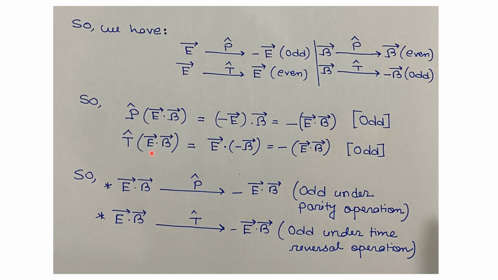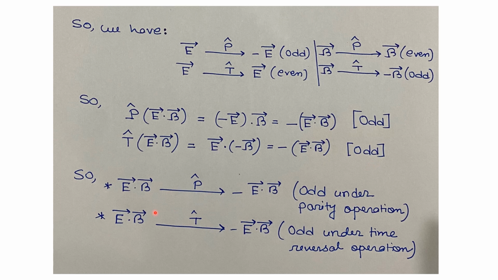Now we will operate the time reversal operator on this quantity E dot B. The time reversal operation will leave the E vector unchanged, but the B vector will flip its sign, so it will become minus B vector. Effectively, we will get minus E dot B. So under time reversal operation, it is also odd.